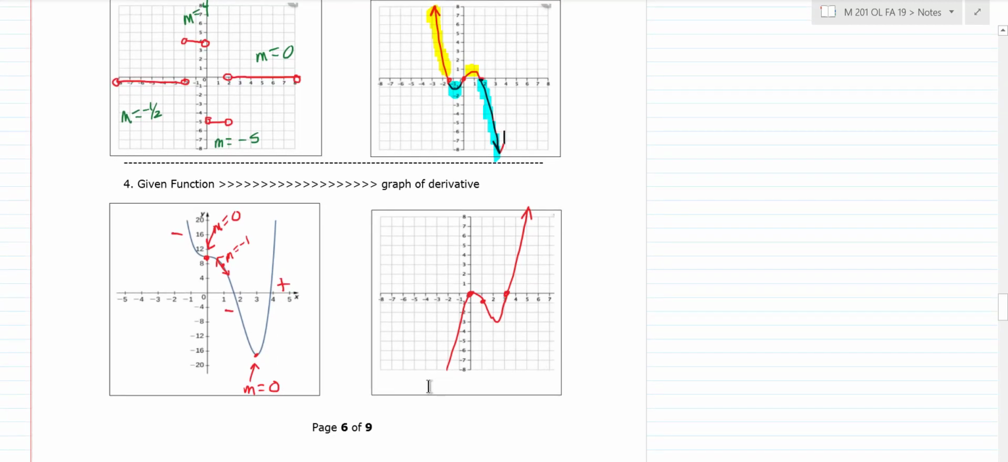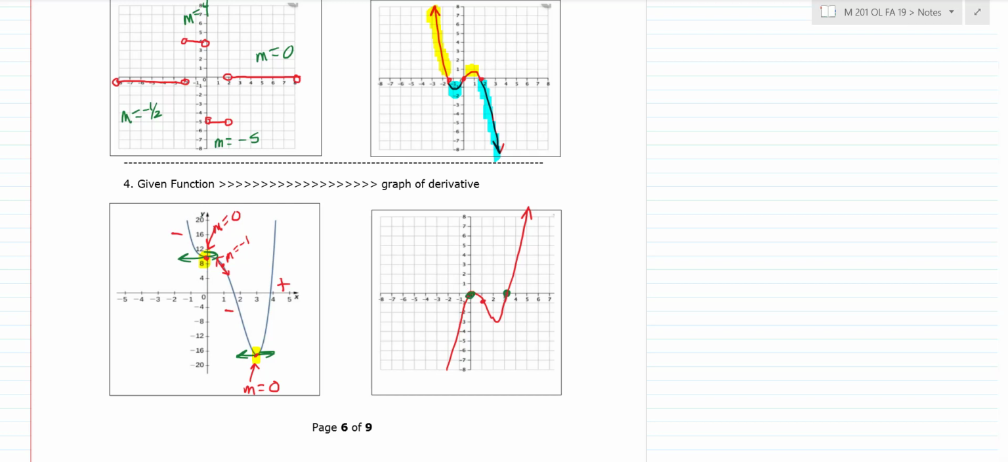Okay, the next one's kind of the same way. The way I looked at this is there are 2 places on this graph where the tangent lines would be horizontal. Right here, it looks like you'd have a horizontal tangent line. Right here, you'd have a horizontal tangent line. So if x is 3, the derivative is 0. If x is 0, the derivative is 0.